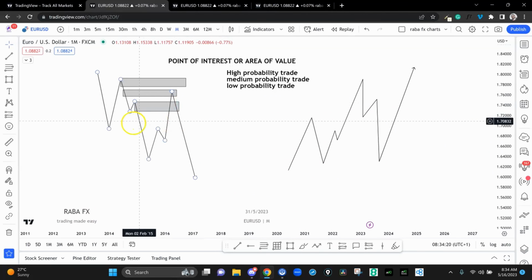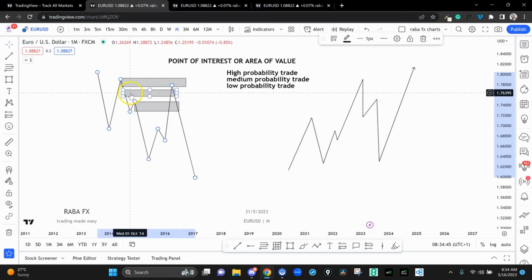Now, someone will say, how can this trade be a low probability trade even though it's above this one and also is in premium for a sell? Now, from my back testing, I've seen that most points of interest or areas of value that are above this and not the origin, most times price sweeps that liquidity. I will talk about liquidity in my next video.